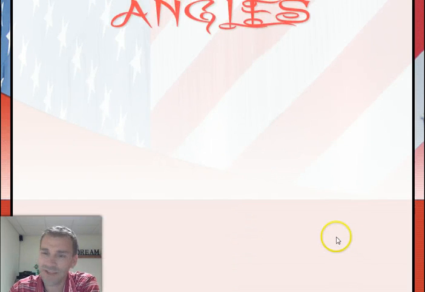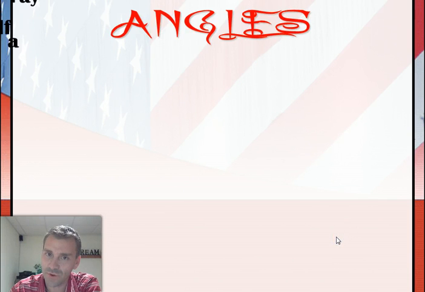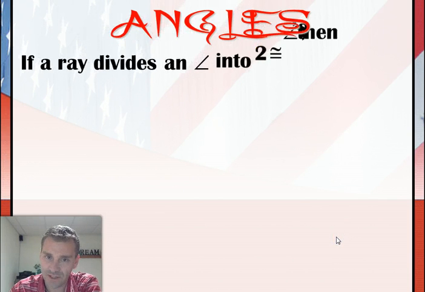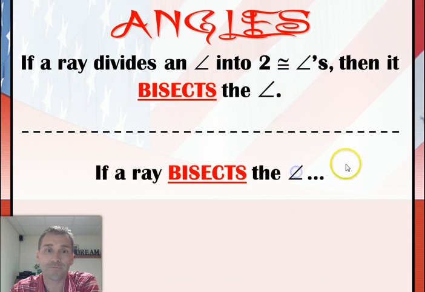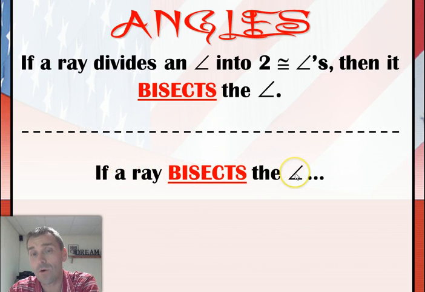So, rolling into angles, it's the same exact wording, just with angles. So it says this, if I have a ray, but notice this doesn't say a point, a line, or a segment, it's a ray that divides an angle into 2 congruent angles, then it bisects the angle. And this is the flip-flop. If a ray bisects the angle, then you should be able to finish it.